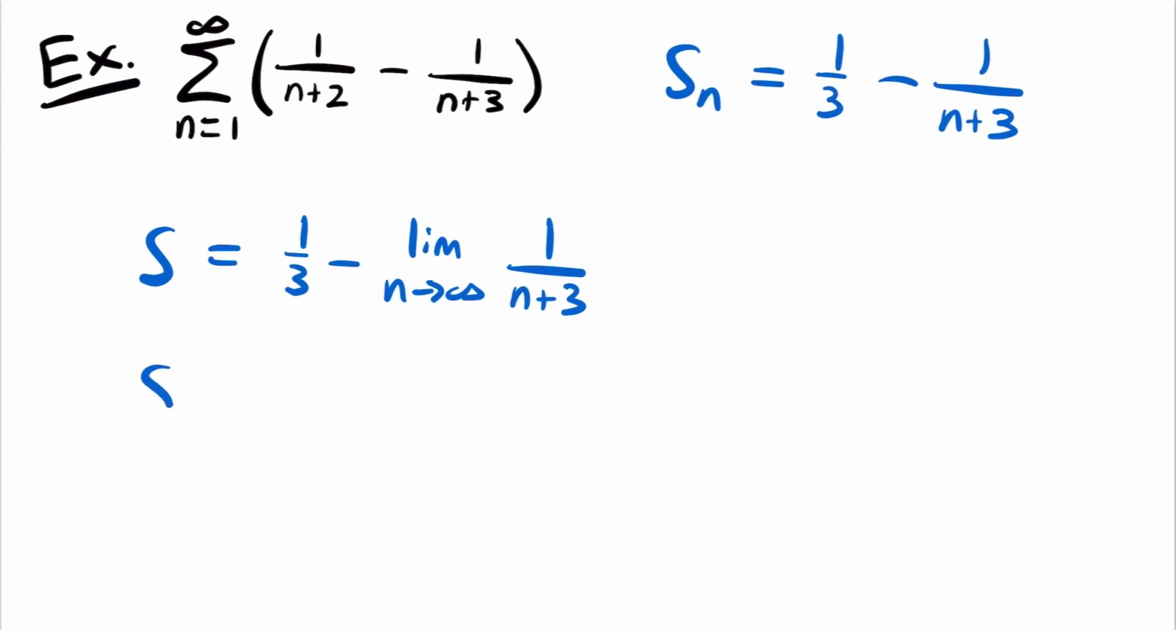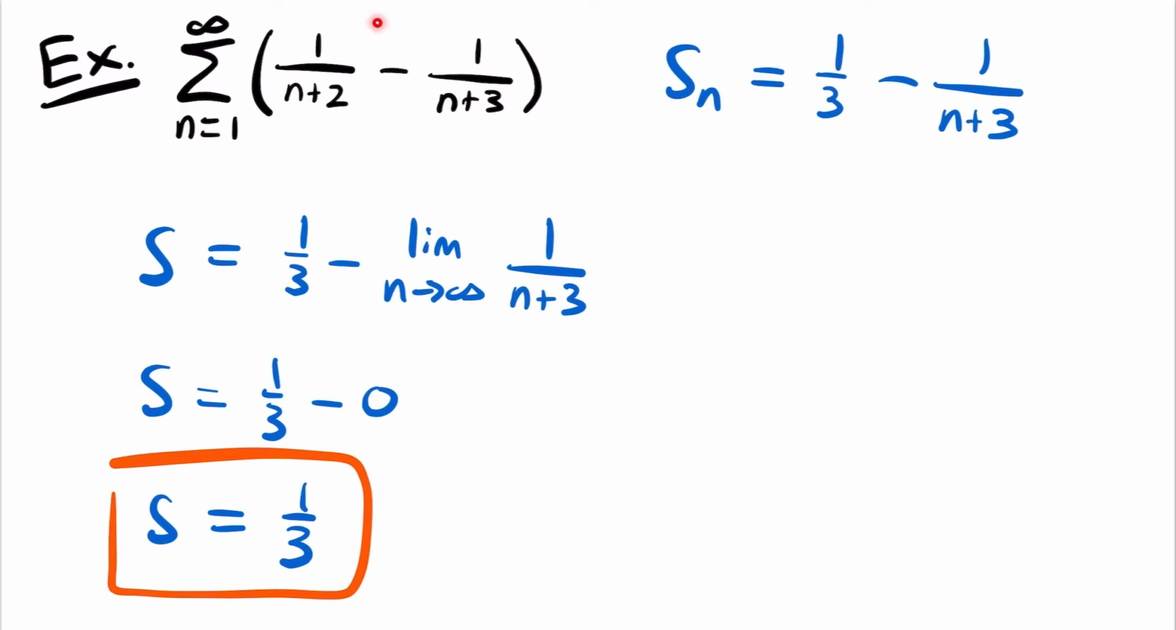And so we have that s is equal to 1/3 minus 0, which means that s is equal to 1/3. And so we find that the sum of our telescoping series is 1/3, which means that the series converges to 1/3. All right, and so that's how we can determine the convergence of a telescoping series. Let's look at another example.